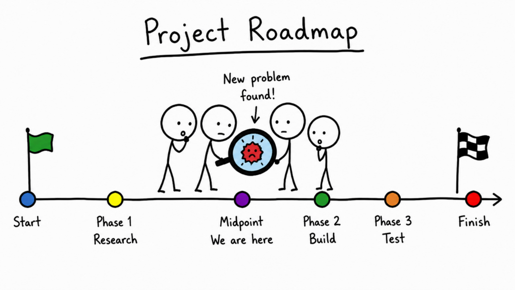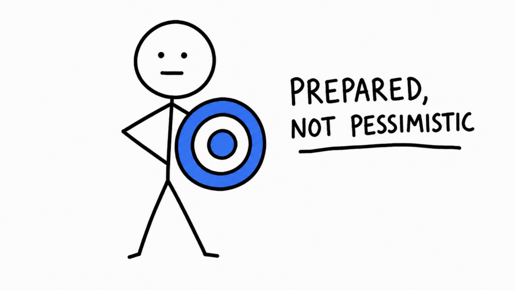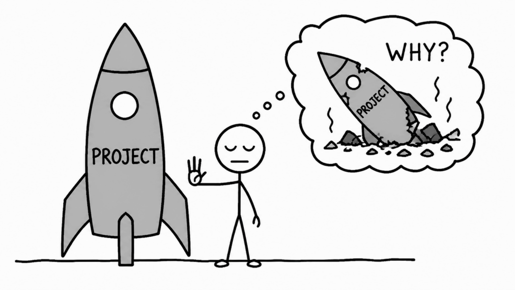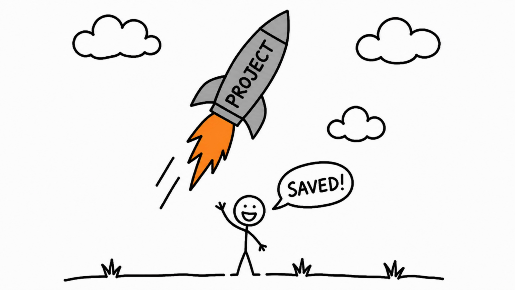In the end, avoiding a bad outcome isn't about being pessimistic. It's about being prepared. The pre-mortem gives you permission to imagine the worst, not so you'll be afraid of it, but so you can build a plan strong enough to prevent it. Before you start your next big decision, project, or goal, take a moment. Imagine it already failed. Then ask why. The answers might just save you from living through that failure for real.